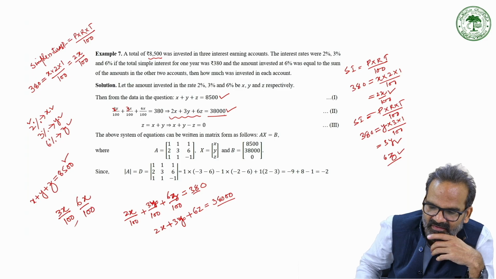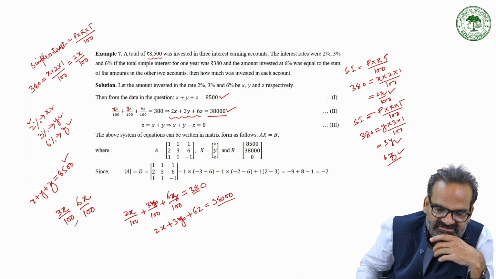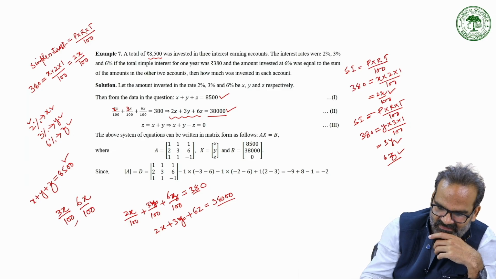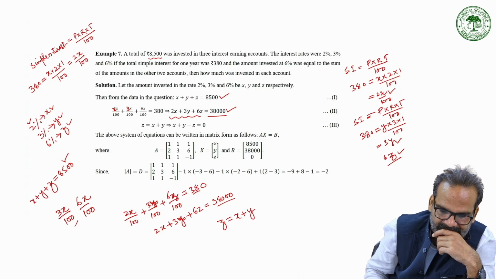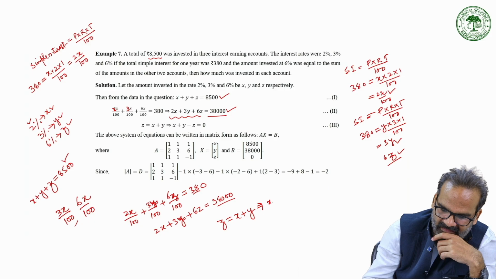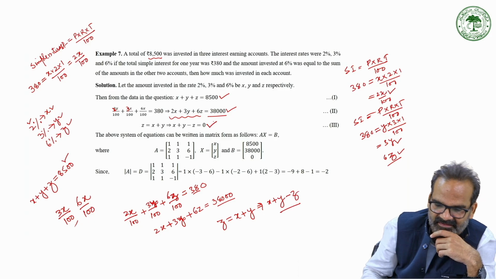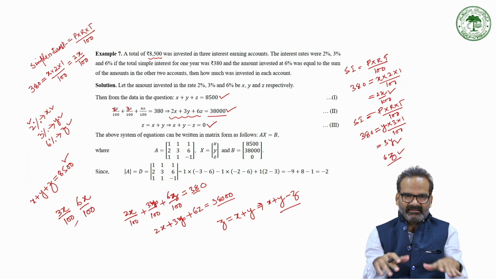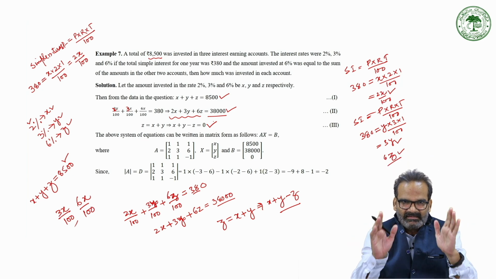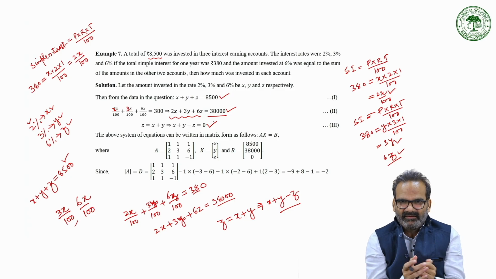Third condition is: the amount invested at 6% was equal to the sum of the amounts in the remaining two accounts. So the amount invested at 6% is Z. This is equal to the remaining two, meaning x plus y. So this can be written as x plus y minus z. So this is your third equation, right? This is how we can transform the given problem into mathematical equations.